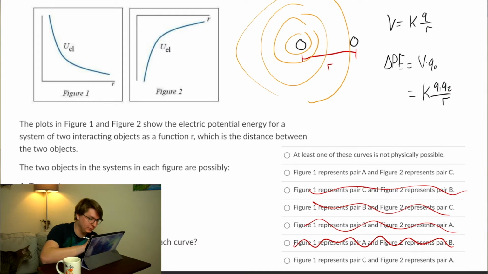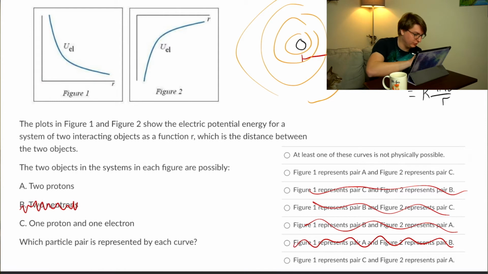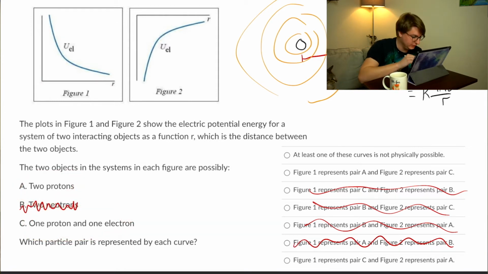So it will also be an inverse function, but flipped over the y equals 0 axis. It will look like this. So same sign, opposite signs. What are our options? 2 protons, and 1 proton and 1 electron. So this one is going to be this one, and this one is going to be this one. They're both possible.